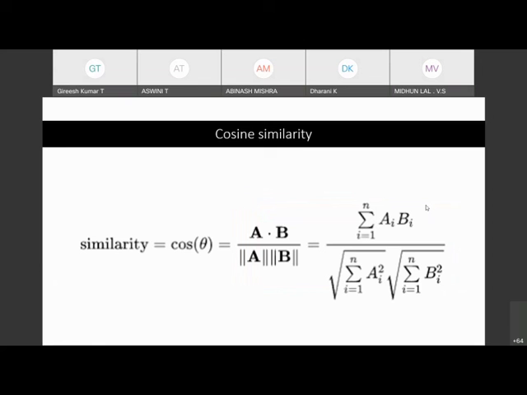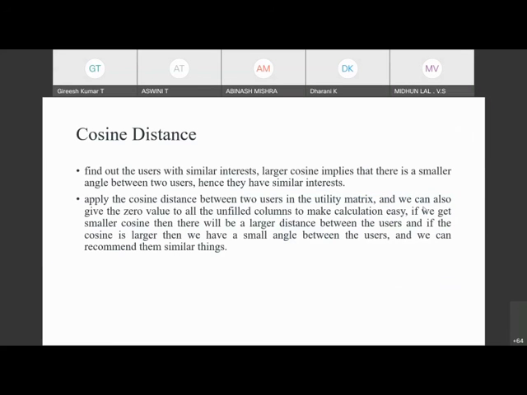So this will give a value, because it's a cos theta. Normally it will give 0 to 1 because there is no negative here. Based on that, we can apply cosine distance between two users in the utility matrix. If we get a smaller cosine, because cos 0 is 1, we can say a larger distance means the angle is larger. So that is the information we will get.